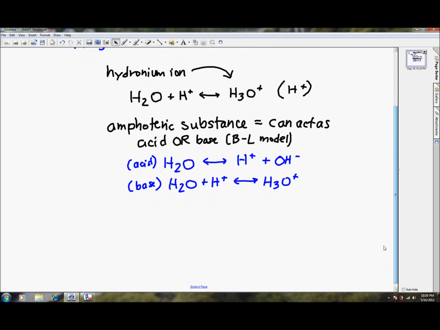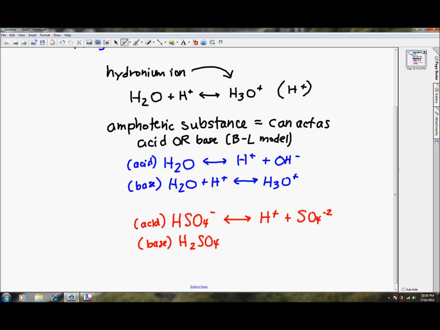Okay, let's look at a couple. This is another example of an amphoteric substance. This is called the bisulfate, or the hydrogen sulfate ion. If it's acting as an acid, then it's going to donate its proton, leaving SO4 minus 2. Oh, excuse me, got a little ahead of myself there.